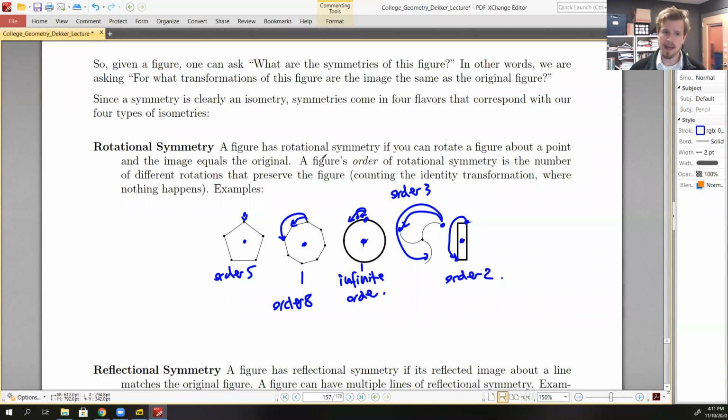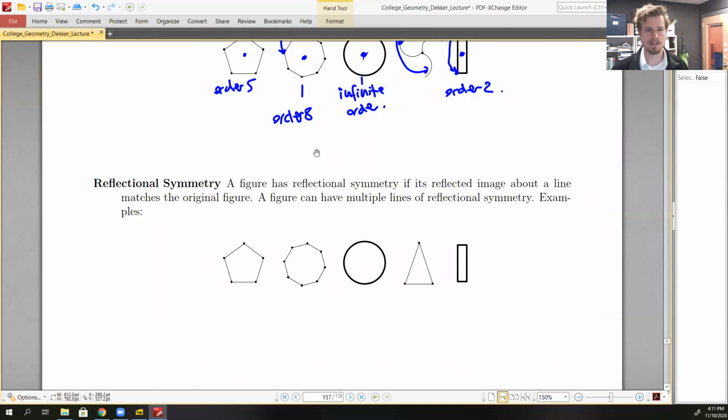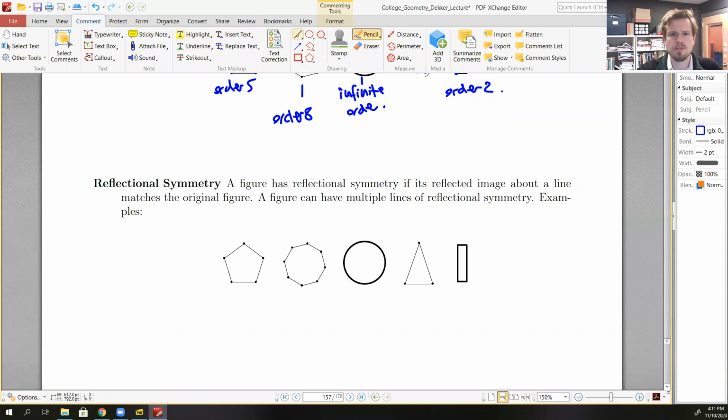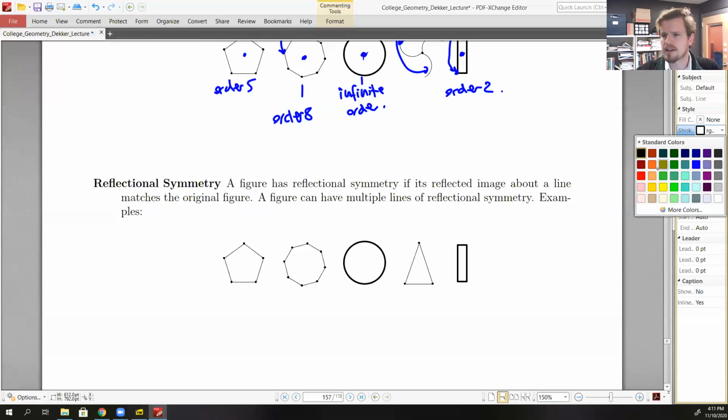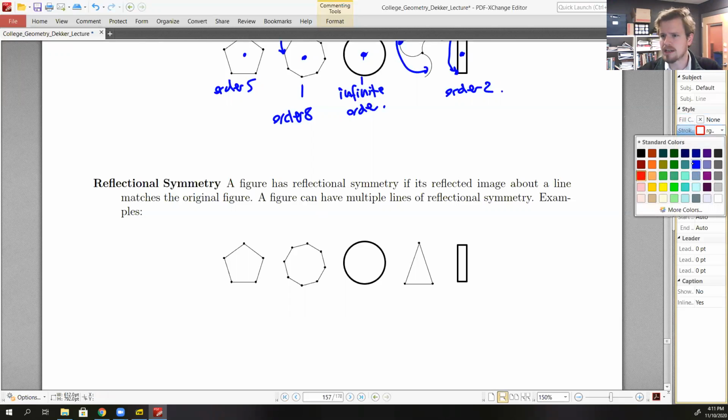Rotational symmetry and reflection symmetry are the two that I think we're familiar with. A figure has reflectional symmetry if we can reflect the image about a line and we get the same image back. And we can have a lot of lines of symmetry. I'm going to draw these lines. Let's go with blue.